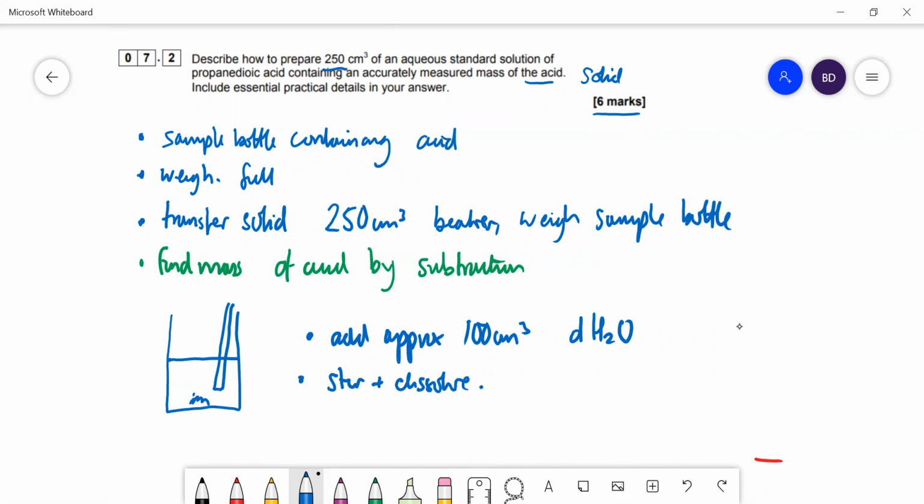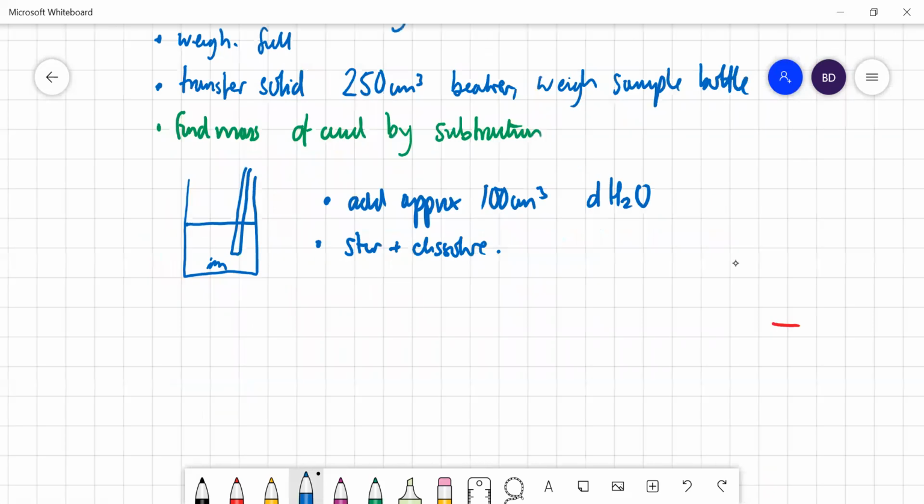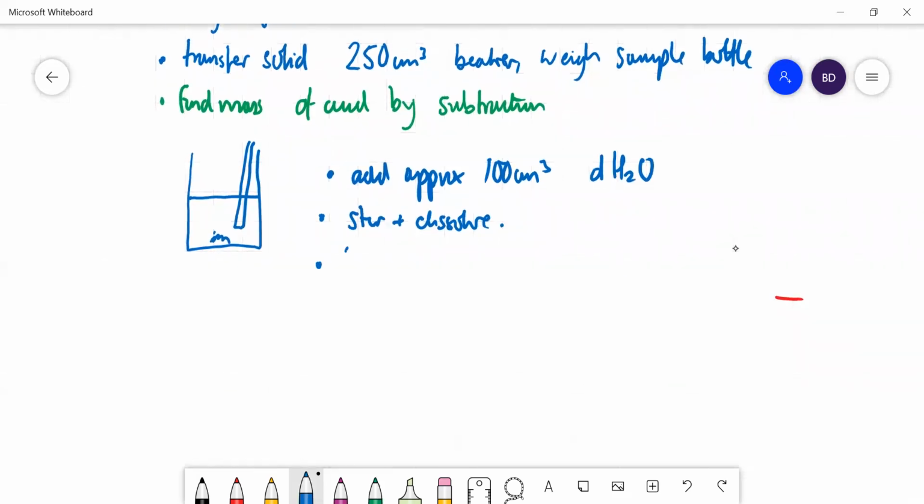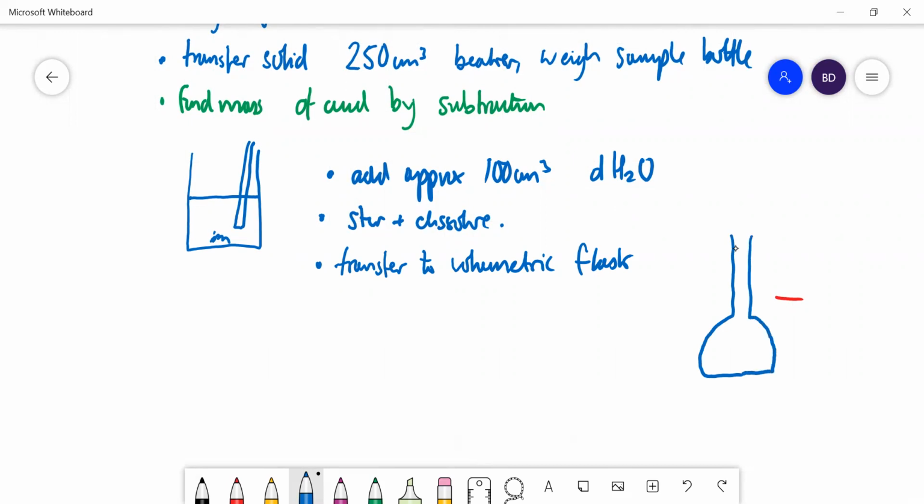Okay, when you've done that, when it's dissolved, you transfer to a volumetric flask. Now, in the mark schemes, quite often you won't get 6 marks unless you specifically say it is a volumetric flask. Okay, and if you say like a beaker or a bottle or something, you won't get it. You've got to say volumetric flask, which, if you remember what one of those is, it's one of those nice shaped things like that, and it's got like a little mark. Okay, and when you make it to the mark, that's exactly 250 centimeters cubed. So you transfer to the volumetric flask.